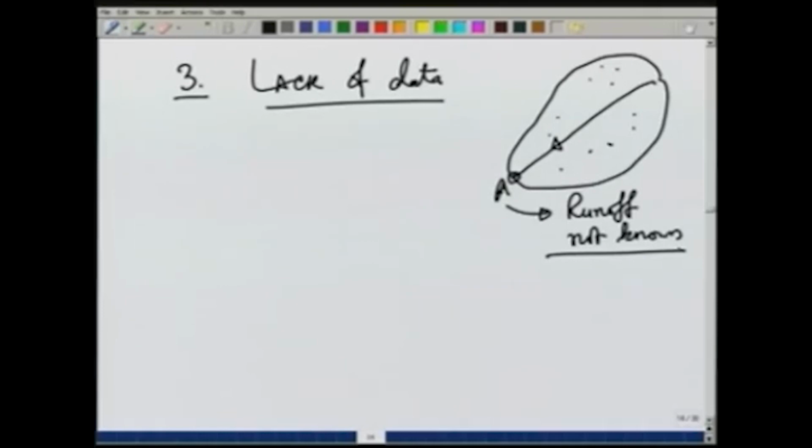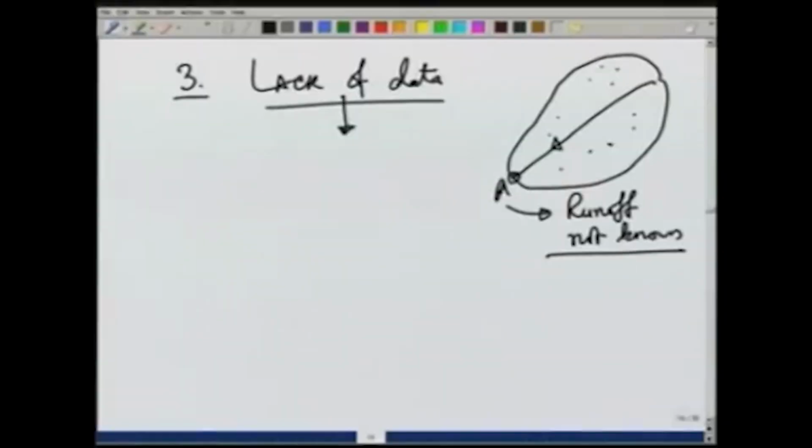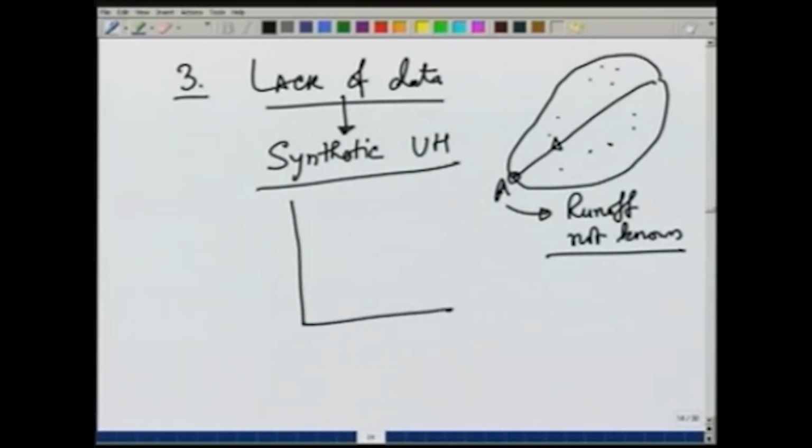Even if we have a gauging station at point A, it is possible that the required data of given intensity, constant duration of storms may not be available to us. So, in that case, we use what is known as a synthetic unit hydrograph. And the idea of synthetic unit hydrograph is that the shape of the hydrograph will depend on some basin properties.